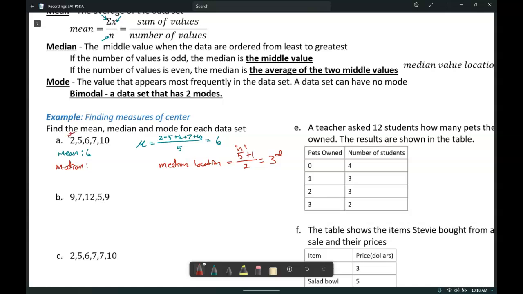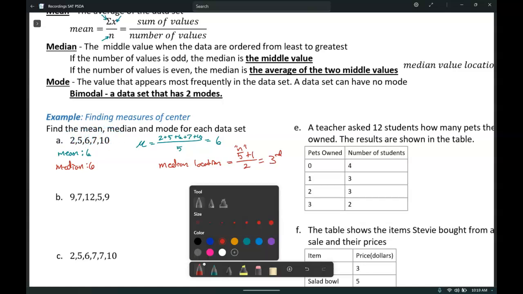This is our first data point, this is our second data point, this is our third data point, so our median is also 6. Now, because this is a small data set, we don't really have to use the median locator. We can just visualize, and if we count from the outside in, we see that 6 is our middle number.